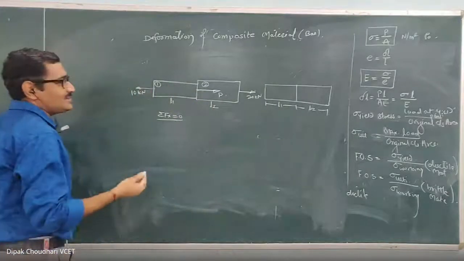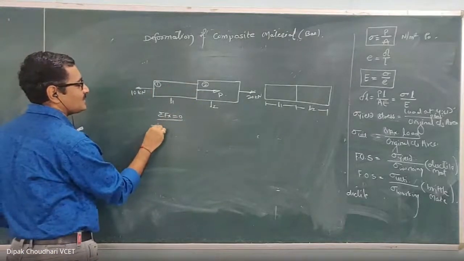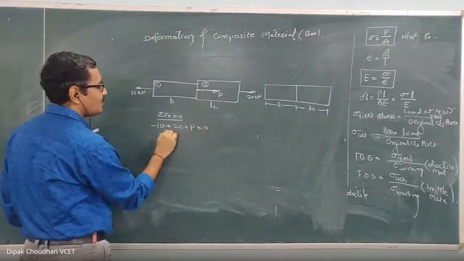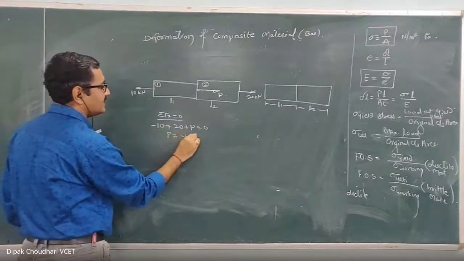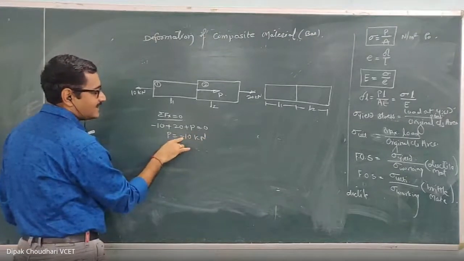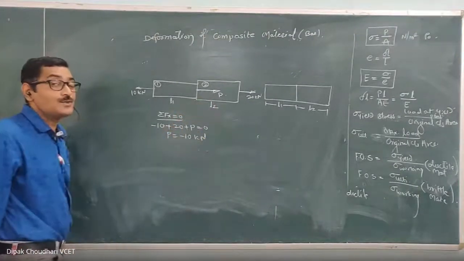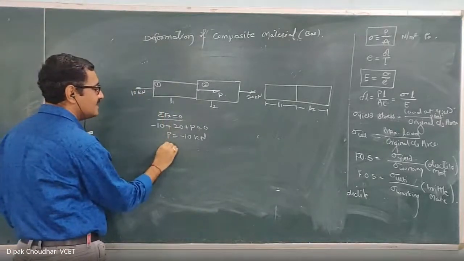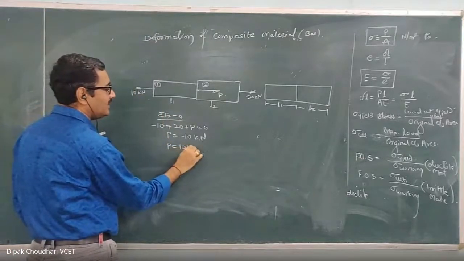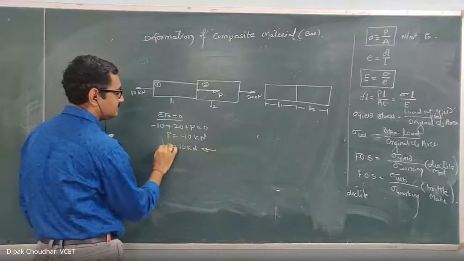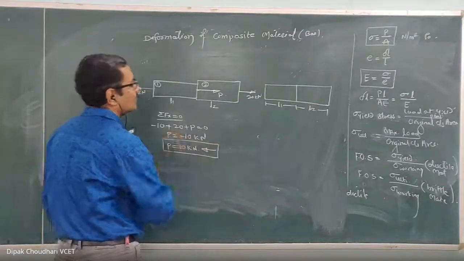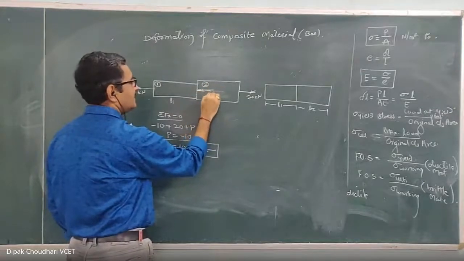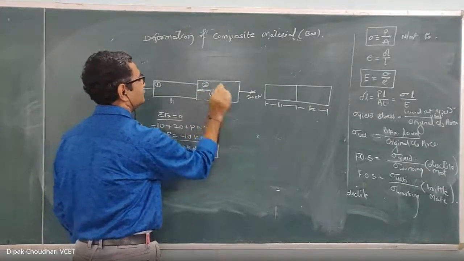Or by calculation also we can do summation of Fx equal to 0, so it is minus 10 plus 20 plus P equal to 0. From this, I get P equal to minus 10 kilonewton. This minus sign indicates that the given direction of the force P is wrong. For equilibrium, for the forces to be balanced, this force P should be equal to 10 kilonewton towards left. Okay, so I'm rectifying this. This is 10 kilonewton towards left.